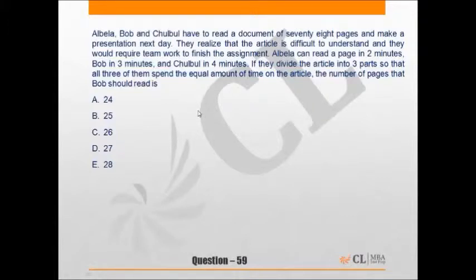As per the given information, Albela, Bob, and Chulbul have to read 78 pages collectively. The time taken by Albela to read a page is 2 minutes, and that by Bob is 3 minutes, and that by Chulbul is 4 minutes. And we have to divide the number of pages among three of them in such a way that the assignment is completed at the same time, or each of them spends the same amount of time reading the number of pages that they have got.